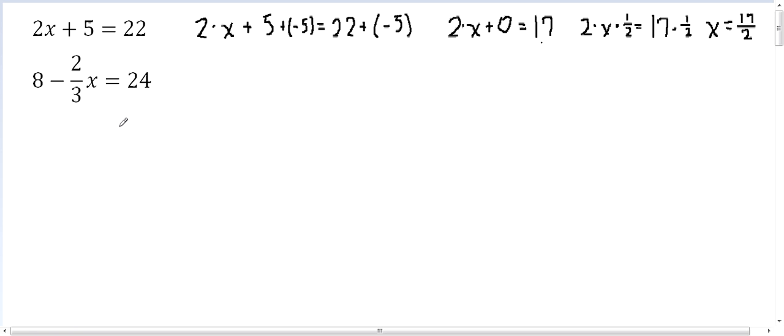Let's take a look at the second equation next. We have 8 minus 2/3 x is equal to 24. Once again, 2/3 x means 2/3 multiplied by x. So we can subtract 8 from both sides of the equation.